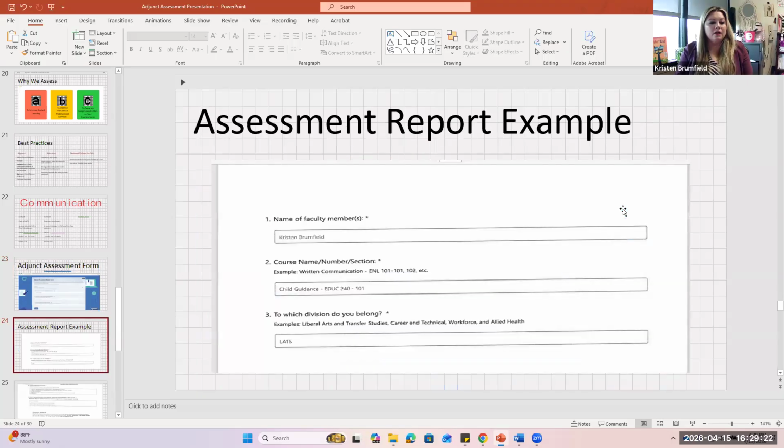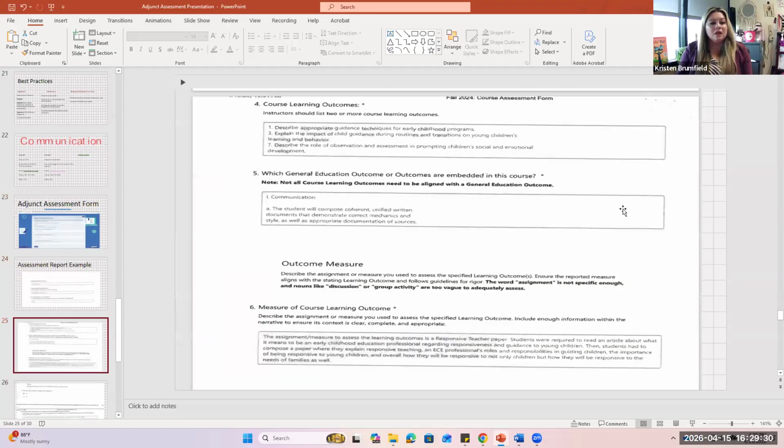All right, so again, simplistic, especially at the beginning: just your name, course number, division. And then you have to list your outcomes. As Morgan and I were saying, you have to have at least 2 there, and then your gen ed outcomes that go with those. And then you have to have a measure of your course learning outcome. This would be where you're going to describe the assignment or measure that you use to assess the learning outcomes that you previously listed. Not the gen ed outcomes, but the course learning outcomes.